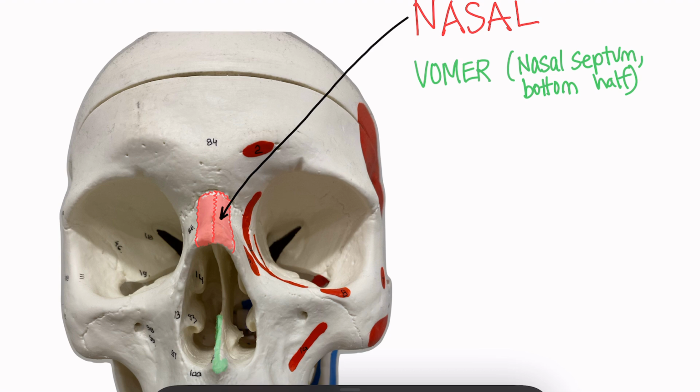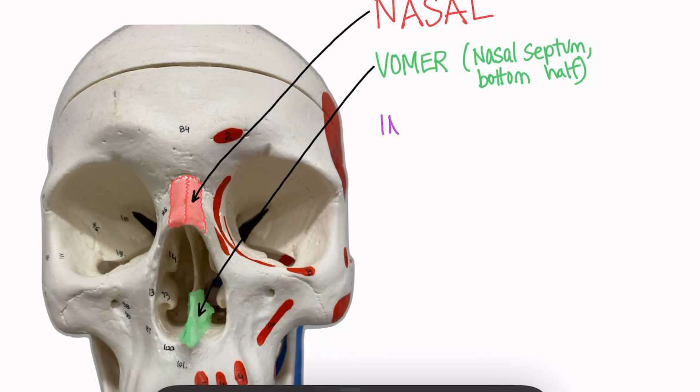So I'll go ahead and color the vomer right here. The bottom of your nasal septum has this weird bump to the side on it. So that's your vomer. Next, we'll look at the inferior nasal conchae.